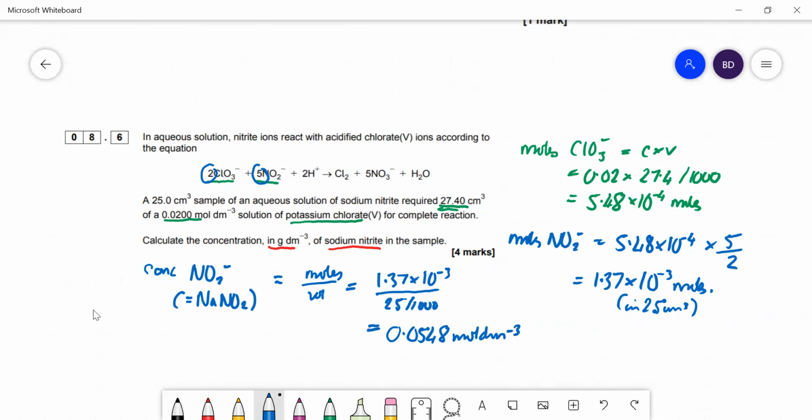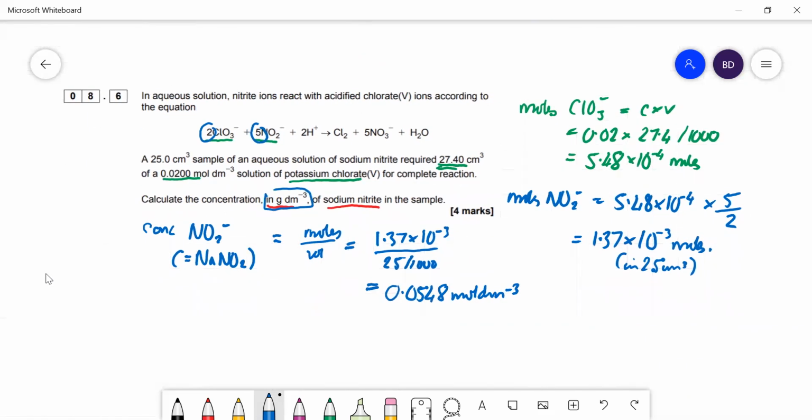Right, but we need the concentration in grams per decimeter cubed, not in moles per decimeter cubed. Well, how many moles have we got in 1 dm cubed? So in 1 dm cubed, we have 0.0548 moles of sodium nitrite. So we need to work out what is the mass of that in grams.